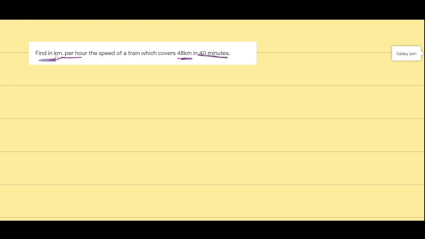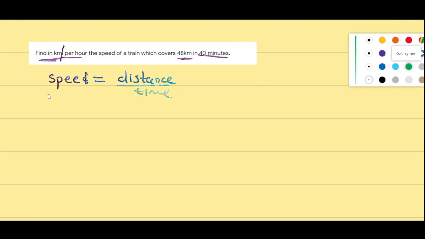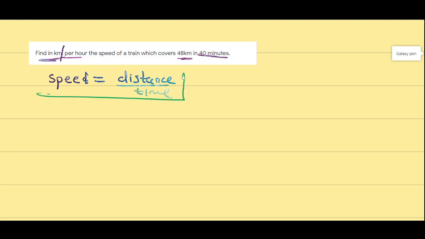Now, when you hear kilometer per hour, this dot is actually per. When you hear kilometer per hour, you are talking about speed. And there's a little formula for speed that is very interesting. I'll show you. Speed is equal to the distance you have traveled, all over the time it took you to make the travel. So that is the neat formula for speed.